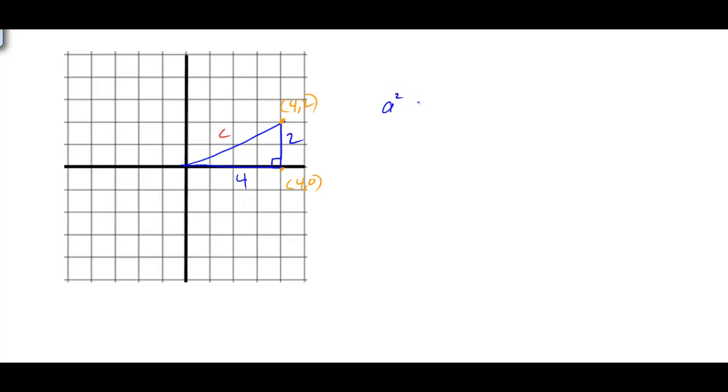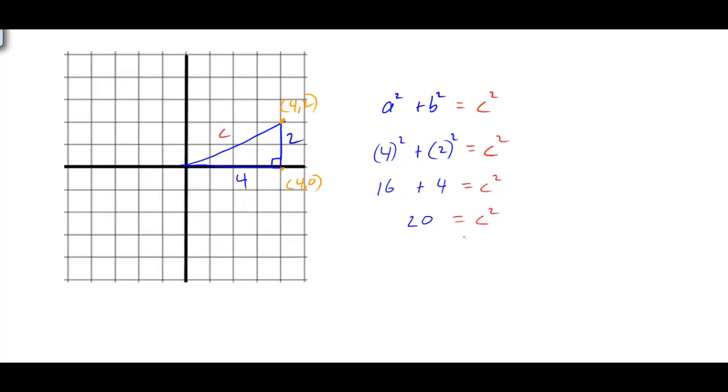Again, it's A squared plus B squared equals C squared. In this case, we would plug in for A and B. Once again, it doesn't matter which one we call A and which one we call B, because those are the two sides that make up the right angle. So if we plug in, we get 4 squared plus 2 squared equals C squared. We would then get 16 plus 4 equals C squared. So that tells us 20 equals C squared.